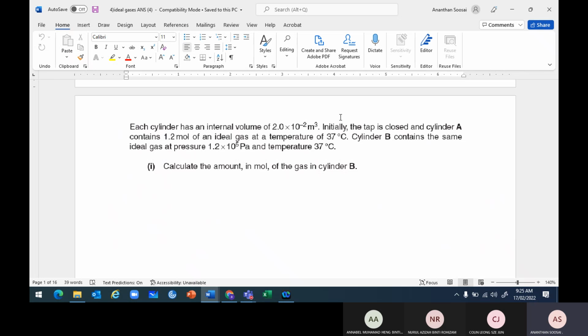0.93. 0.93 mole there. Okay, let's see this. Then friend got 0.93 mole. Yeah, this got 0.93 mole.